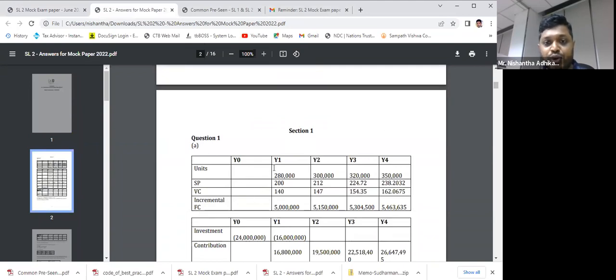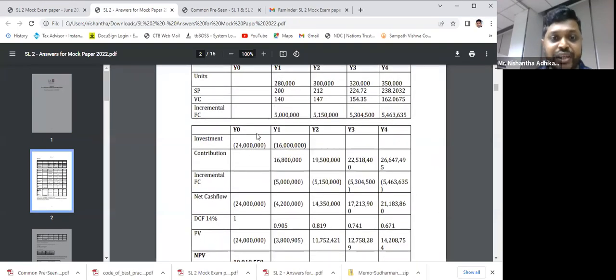Okay, now you can see this information available, the selling price, selling quantity, right? Then selling price 200, 6% increase, 212, 6% continuous increase. Then variable cost also is given, and the incremental fixed cost you can also work out. Then if you are going to calculate NPV, the investment you made at the beginning is 24 million, year zero outflow. That means 60% you will do at the inception, balance 40% at the end of year one, right? Then you can get the contribution, selling price minus variable cost, and multiplied by total number of units, then you can get the total contribution of the sales over 4 years.